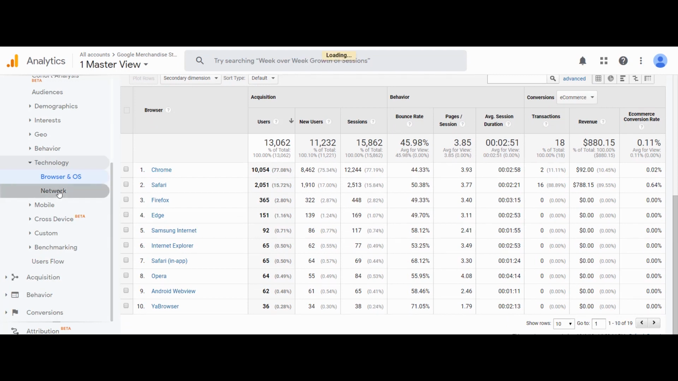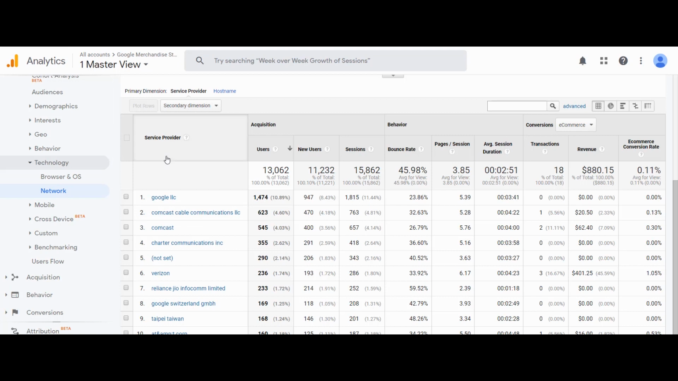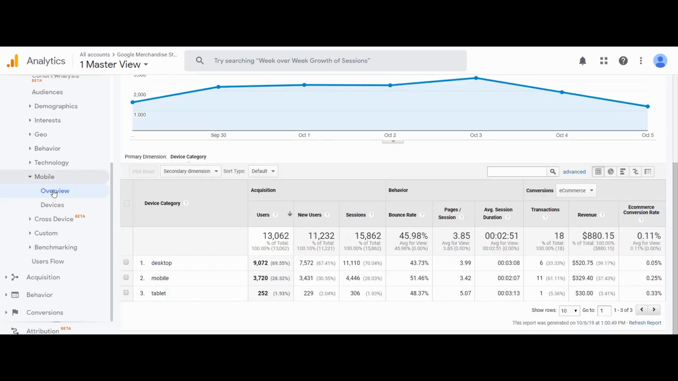Next, we have the networks. That simply means which network service provider our users are using to access our website. Then we have the mobile tab. Overview report says that the majority of the users are using desktop to reach our site, followed by mobile phones and tablets. Then we have the devices.